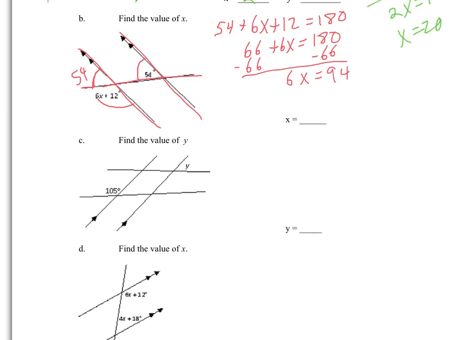6x equals, no, 180 minus 66 would equal 114. Divide both sides by 6. And x equals 19. There is no y in this one, so we're good right there.